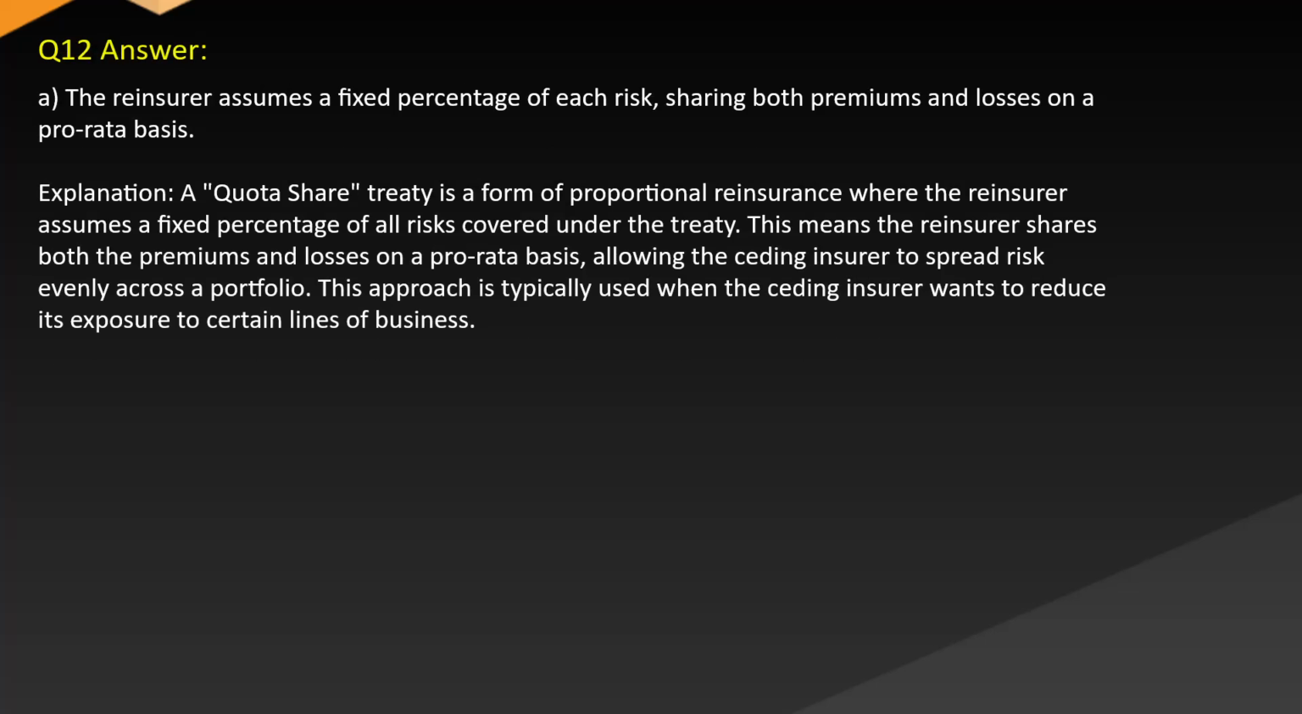Answer. A. The reinsurer assumes a fixed percentage of each risk, sharing both premiums and losses on a pro rata basis. Explanation. A quota share treaty is a form of proportional reinsurance where the reinsurer assumes a fixed percentage of all risks covered under the treaty. This means the reinsurer shares both the premiums and losses on a pro rata basis, allowing the ceding insurer to spread risk evenly across a portfolio. This approach is typically used when the ceding insurer wants to reduce its exposure to certain lines of business.